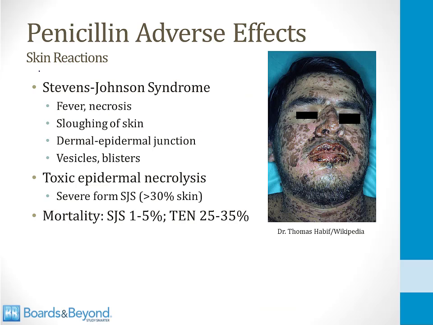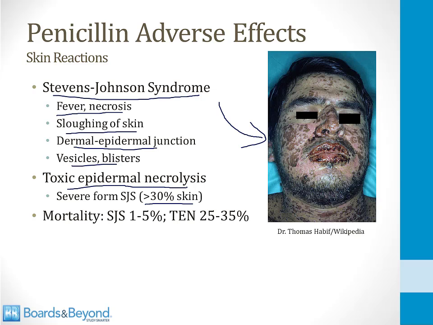Rarely, patients can develop a more severe skin reaction to a penicillin. One of these is called Stevens-Johnson syndrome. This consists of fever and necrosis of the skin and sloughing of the skin. The skin breaks down at the dermal-epidermal junction. This can lead to vesicles and blisters. This is a picture on the screen of a man with the Stevens-Johnson syndrome. If this skin reaction involves more than 30% of the skin, then it's called toxic epidermal necrolysis. These are life-threatening skin reactions to an antibiotic.